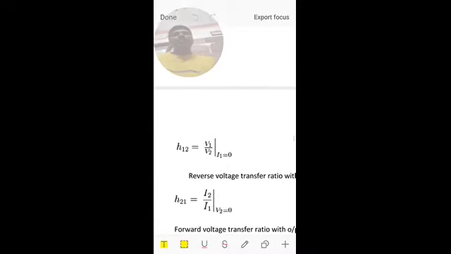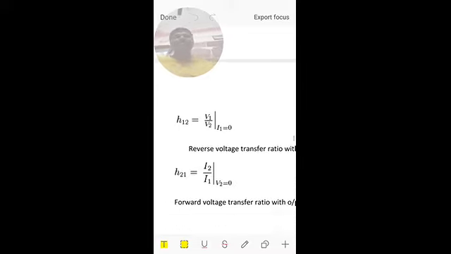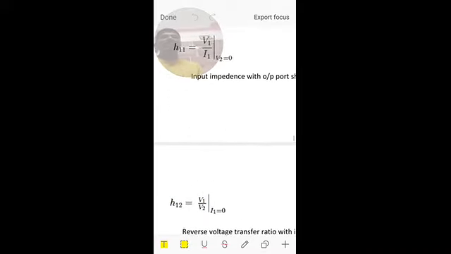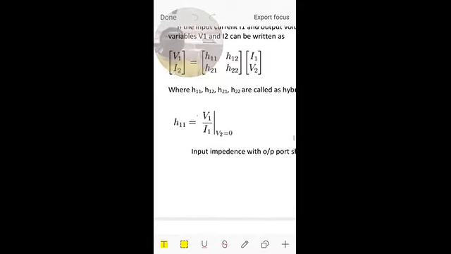Now similarly, H12, it is represented as the ratio of V1 by V2, the voltage ratio of input voltage to the output voltage. The gain V2 by V1, output voltage by input voltage, we call it gain. But H12 is represented as the gain in the reverse. So it is called the reverse transfer ratio, reverse voltage gain, when I1 is 0, when the input current is 0.